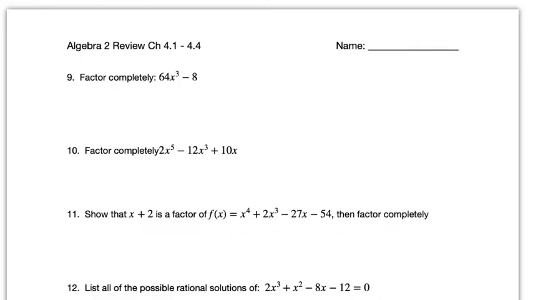Here's the flip side of the review for the test. We just have to factor here. So here's our polynomial. And we're going to look for that GCF first. In this case, an 8 comes out. Notice how you get 8x cubed minus 1. 8 times 8 is 64. X cubed. 8 times negative 1 is negative 8.